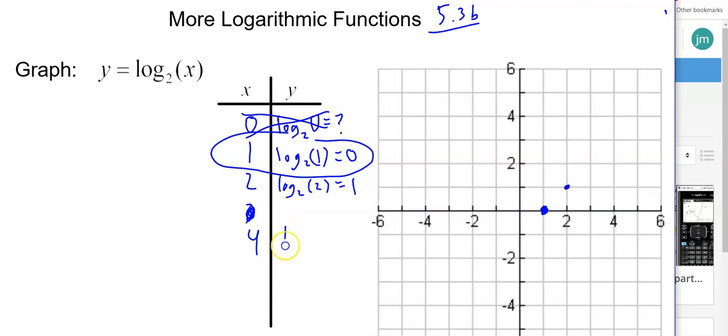Let's plug in 4. That'll be a good one to do. Log base 2 of 4. 2 to the what power is 4? That would be 2. So (4, 2) is the point on the graph. Looks kind of interesting.